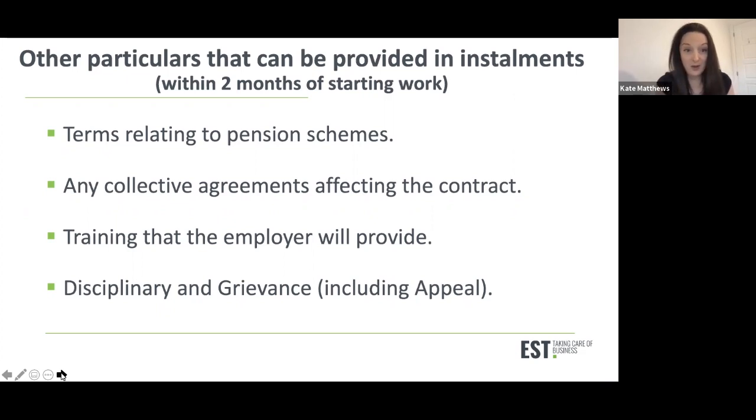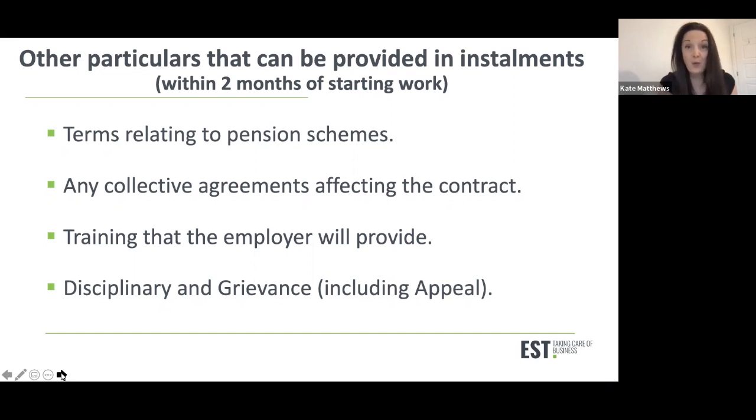Any training that you're going to provide, and disciplinary and grievance procedures, including any appeal. So the documents to look up for disciplinary and grievance are, if you search the ACAS website, there's something called the ACAS Code of Practice, and that is essentially what you need to follow if you were to carry out a disciplinary procedure, or if an employee wanted to raise a formal grievance with the employer.